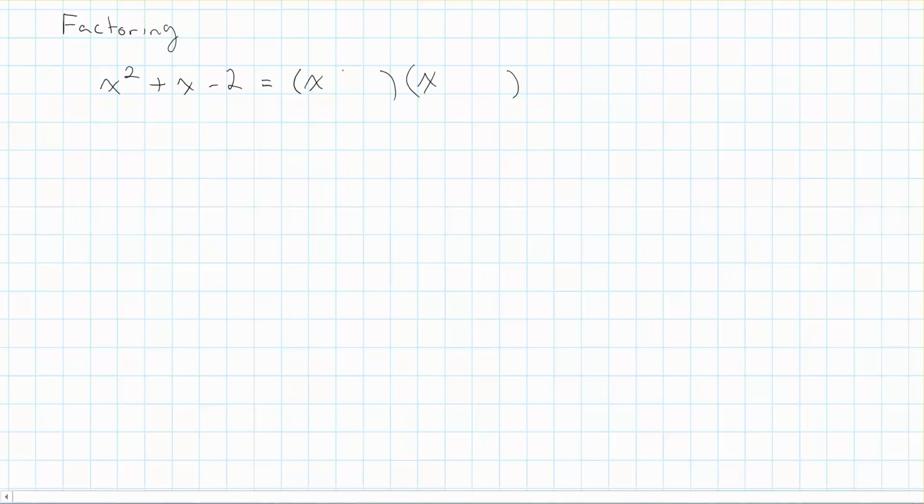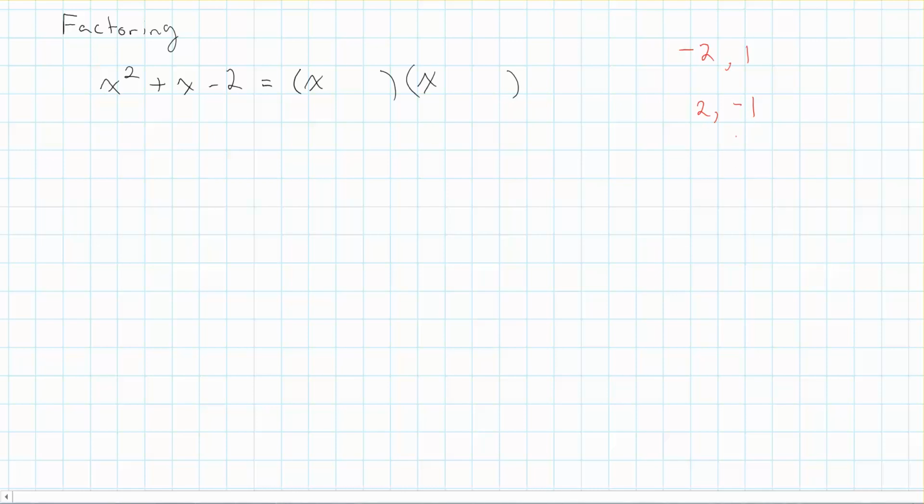Now, of course, we have to figure out what numbers here, like plus 2, minus 1, plus 1, minus 2, which ones we should use. And remember, we want to always keep in mind what it is that we're getting here. So the numbers have to multiply to negative 2. We could have negative 2 and 1, or we could have 2 and negative 1. But then we also have to ask ourselves, well, wait, I have to have plus x here. So because there's just a 1 in front of the x squared, we can simply say to ourselves, which of these adds to 1?